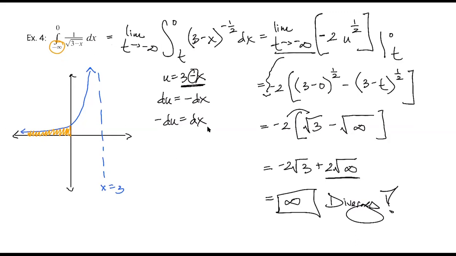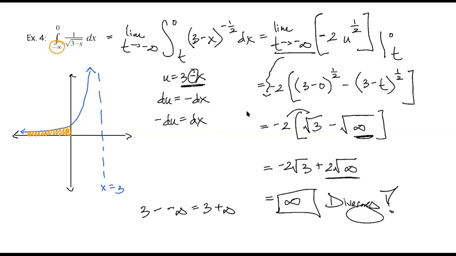Okay. Any other questions? What happened to the negative on the infinity? It was 3 minus negative infinity. So 3 minus negative infinity goes to 3 plus infinity, which is where I got that infinity from. Okay, great.